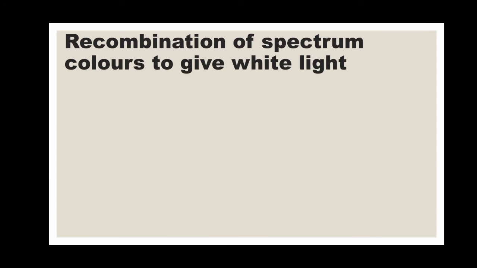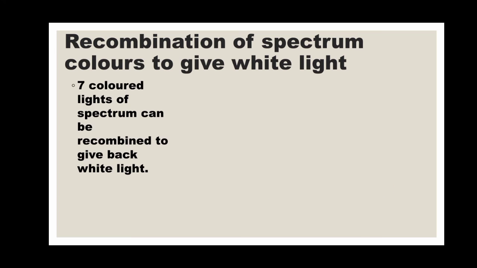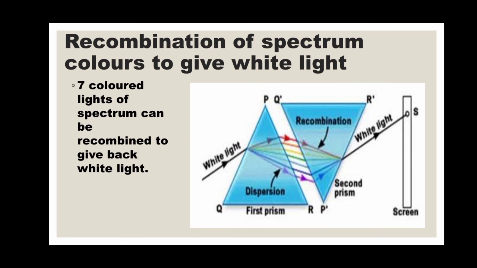Recombination of spectrum colors to give white light. Seven colored lights of spectrum can be recombined to give back white light. The first glass prism splits white light into seven colors. The second glass prism, which has been placed upside down, recombines the seven colors of spectrum to give back white light.